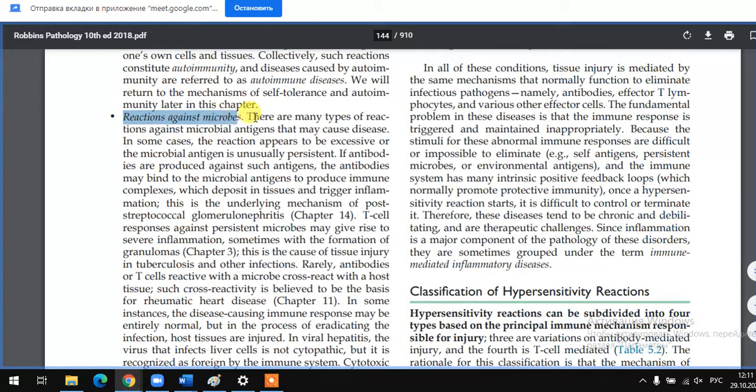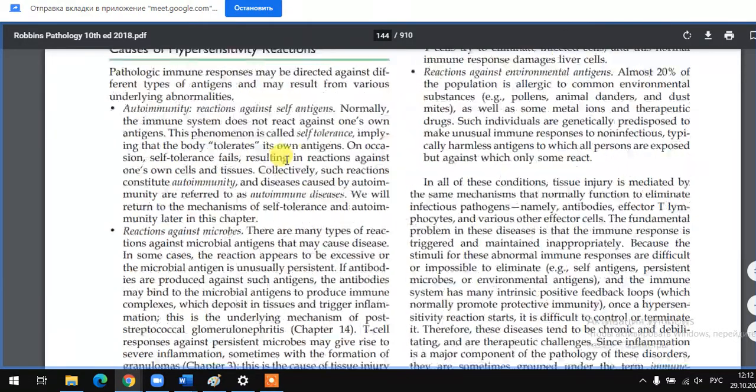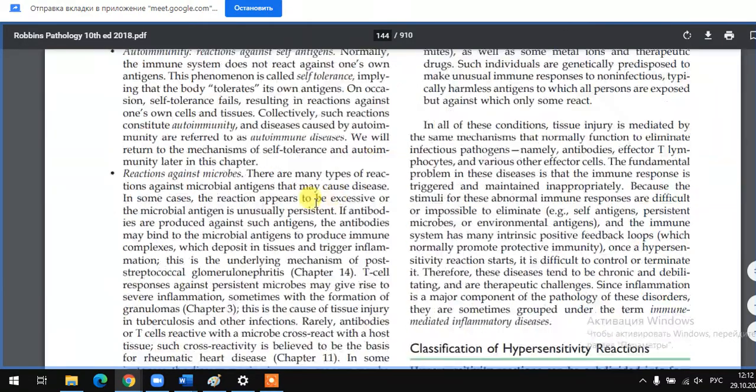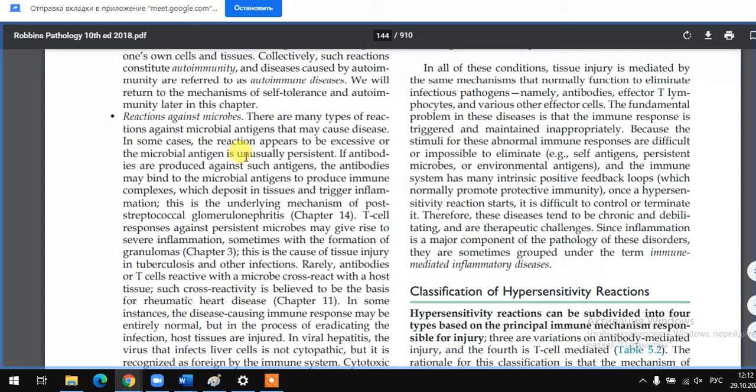So, for example, many types of reactions against microbial antigens may cause disease. Just keep in mind that antimicrobial activity also can kill our own cells, and we will discuss it in this chapter a little later.